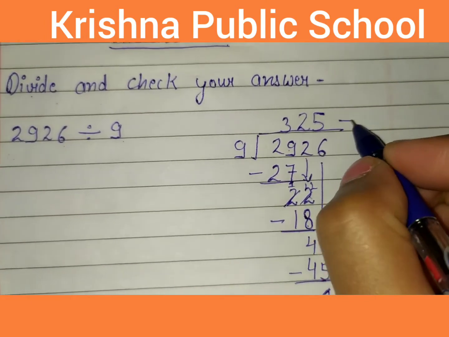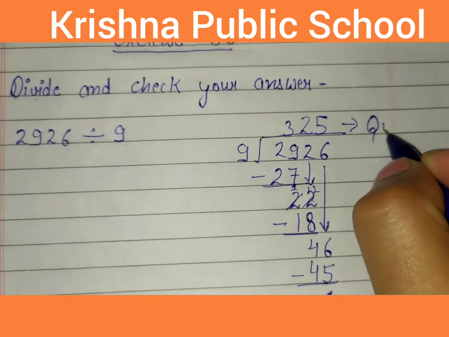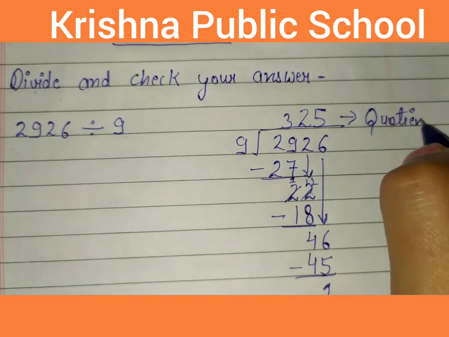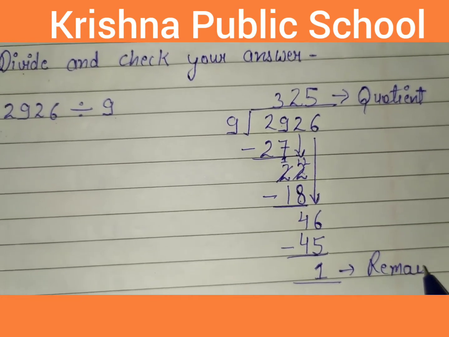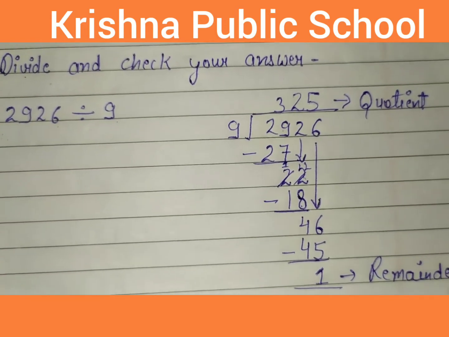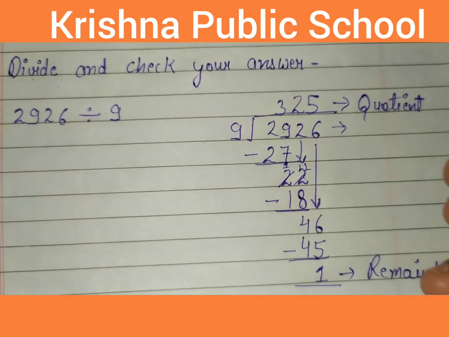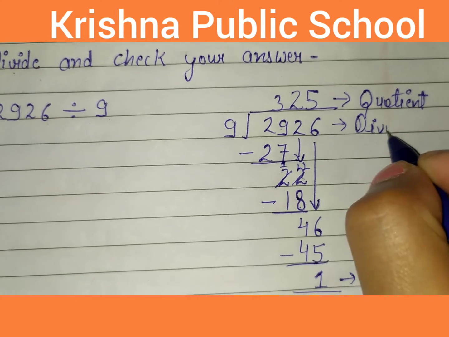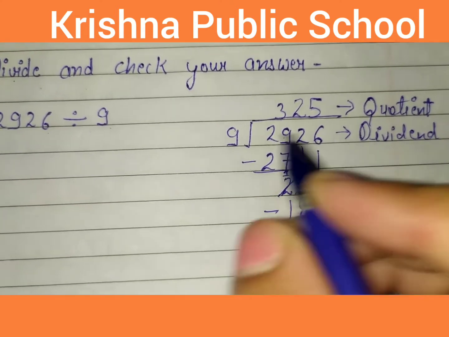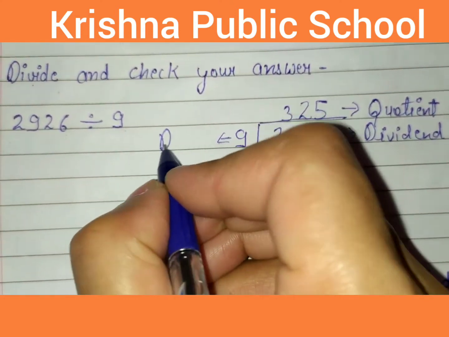Children, 325 is called quotient. 1 is remainder. 2926 is called dividend, and this 9 is called divisor.